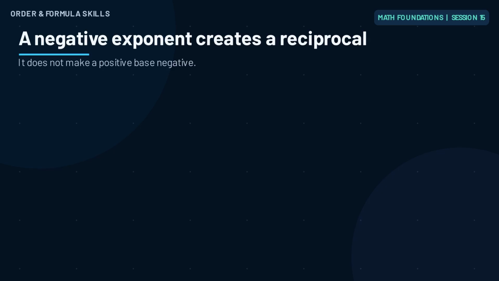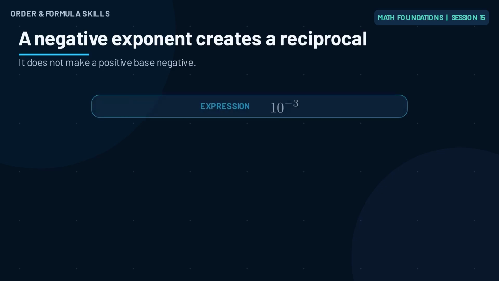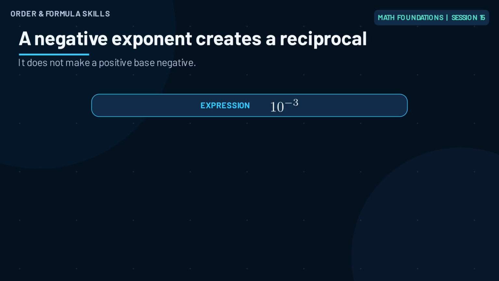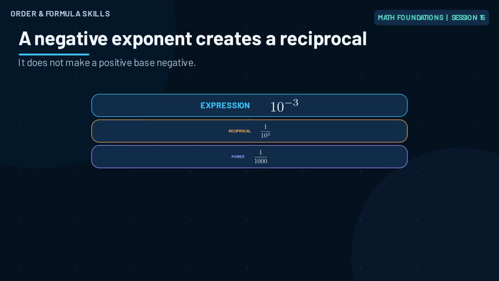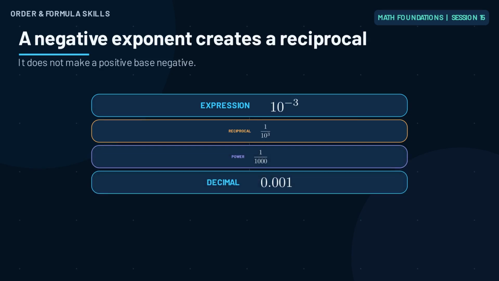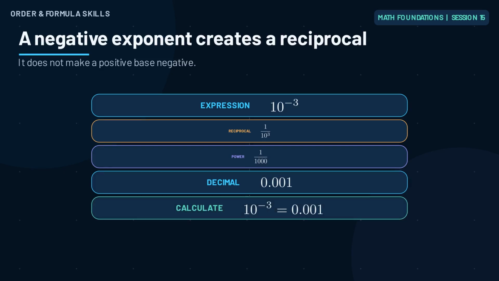A negative exponent creates a reciprocal power, not a negative result. Evaluate 10 to the negative third power. Rewrite it as 1 divided by 10 to the third power. 10 cubed is 1,000. 1 divided by 1,000 is 0.001. Therefore, 10 to the negative third equals 0.001.